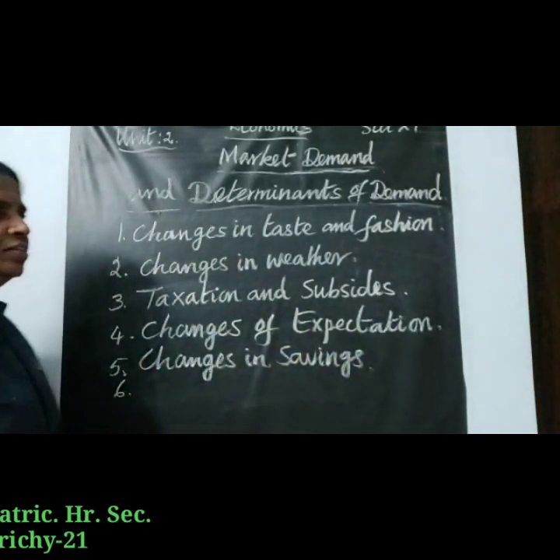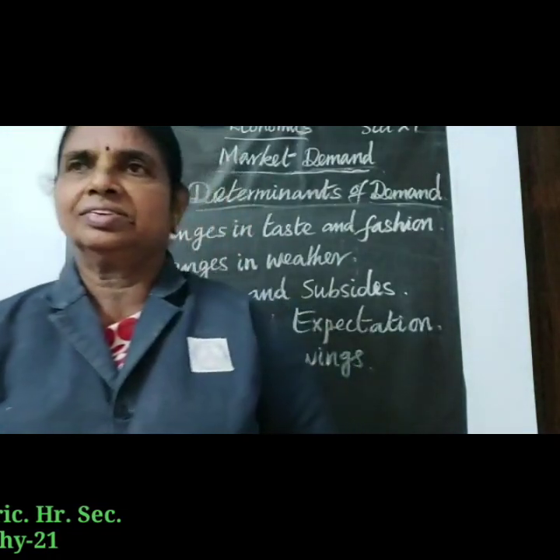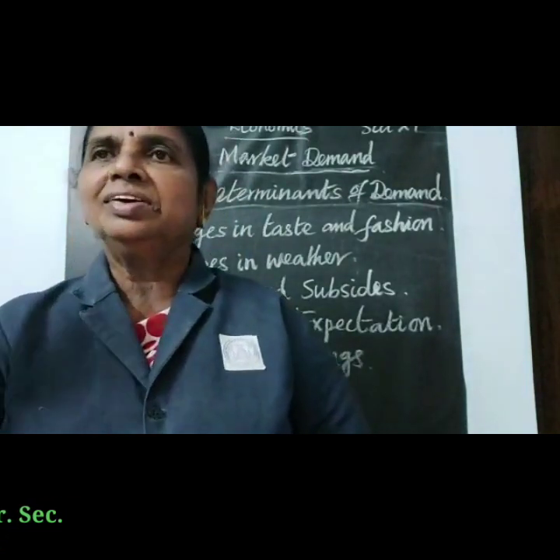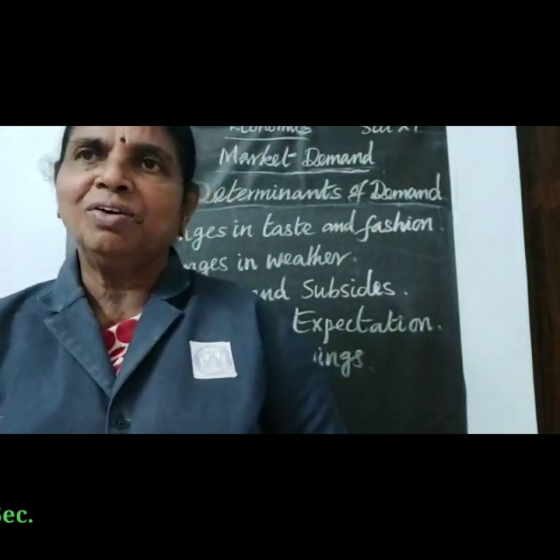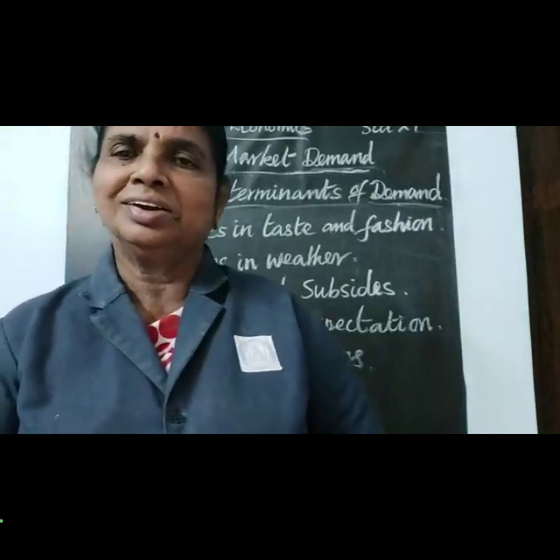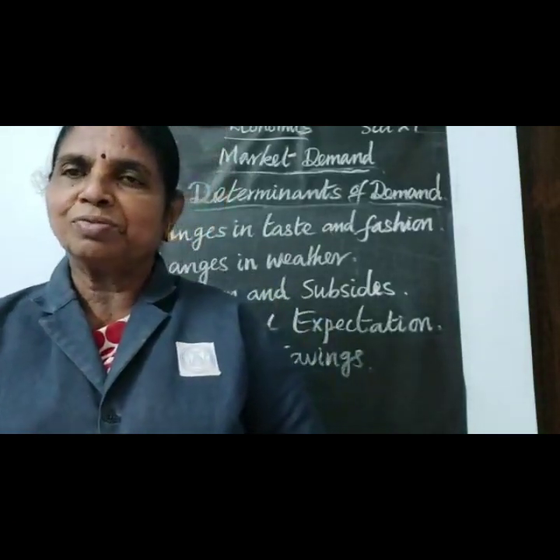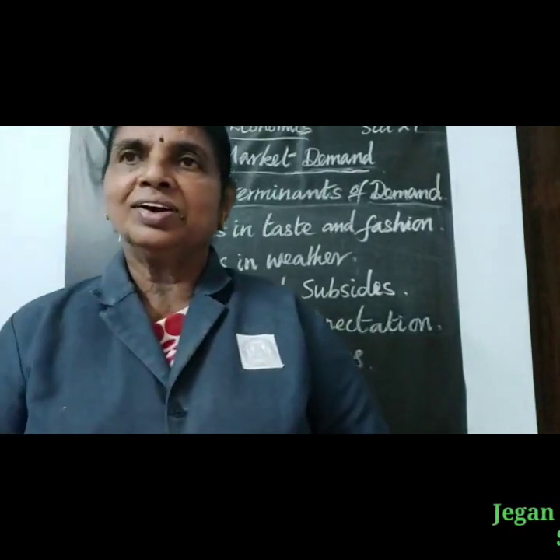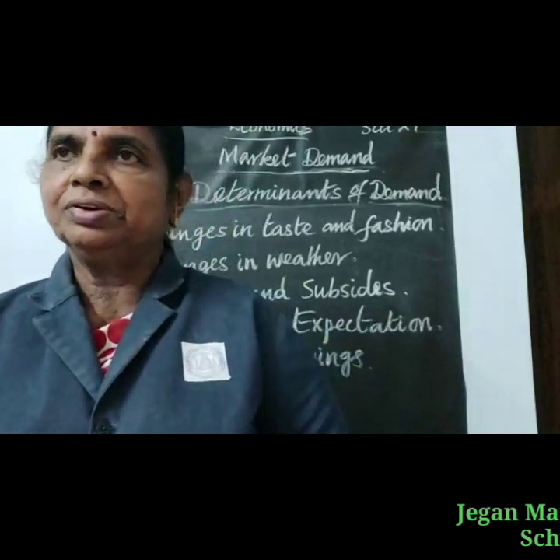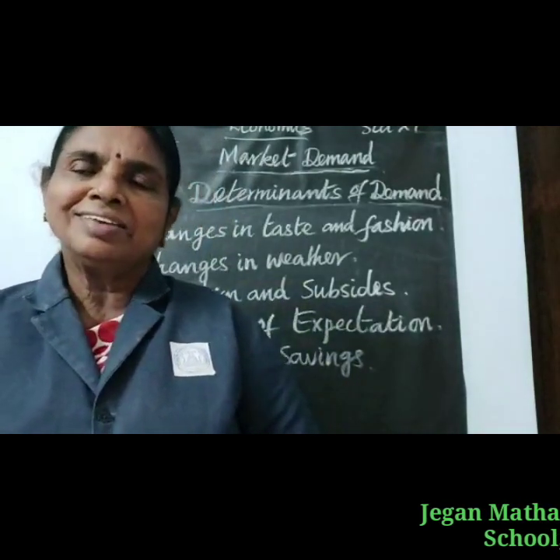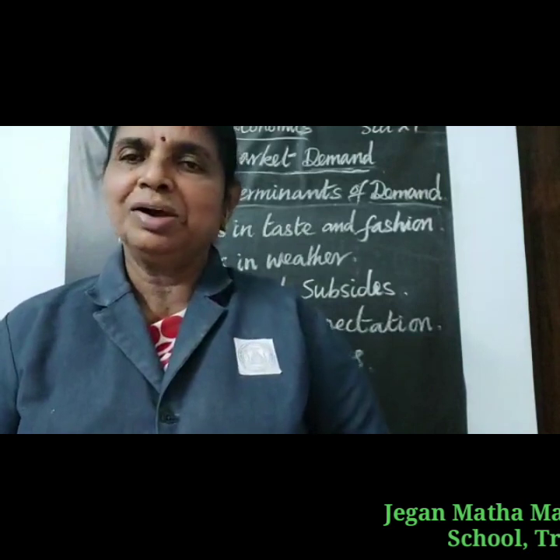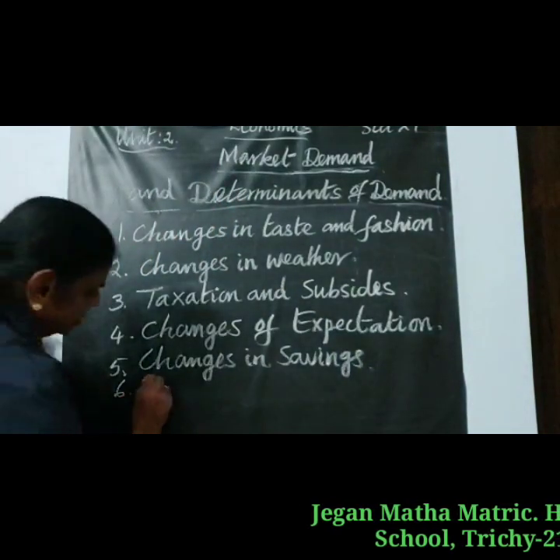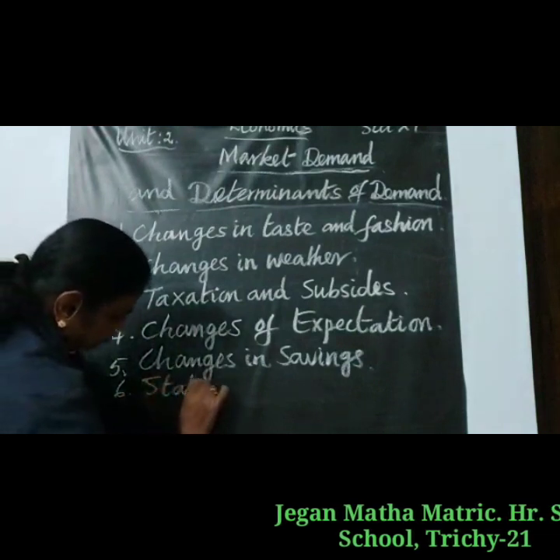And sixthly, that is state of trade activities. During the periods of boom and prosperity, the demand for all commodities tends to increase. On the other hand, during the times of depression, there is less demand or there is slackening of demand. So that is also state of trade activity. So sixth is state of trade activity.